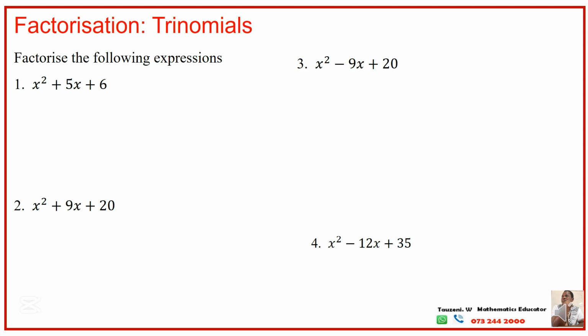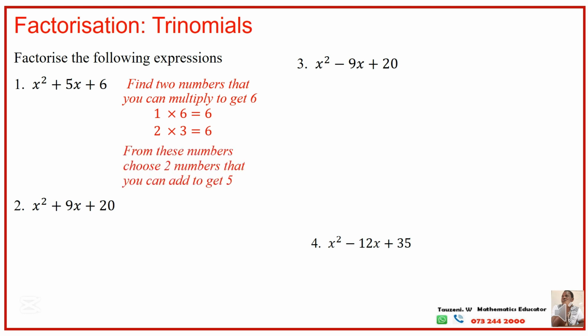The method we are applying works like this. You find two numbers that you can multiply to get the last term. Then out of those two numbers, you find two numbers that you can add to get the middle term. Then your factorization is complete. So we have in this question x squared plus 5x plus 6. Now, we need two numbers that we can multiply to get 6. In other words, we need the factors of 6.